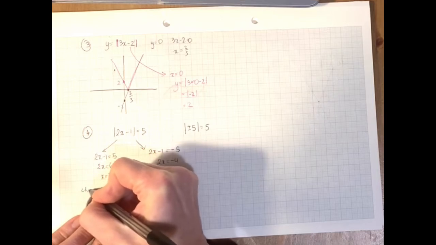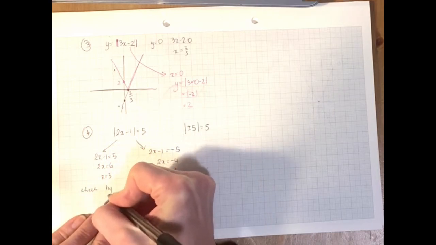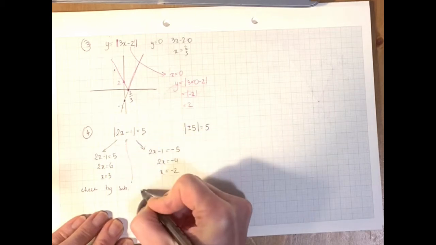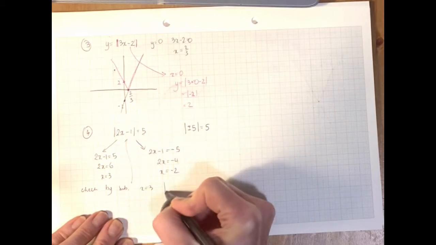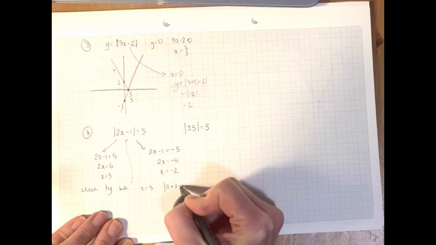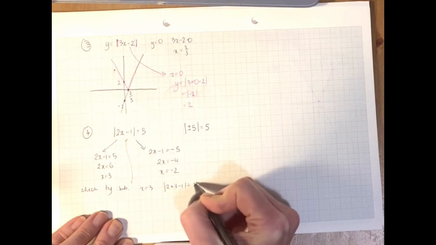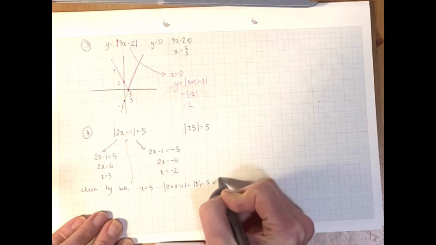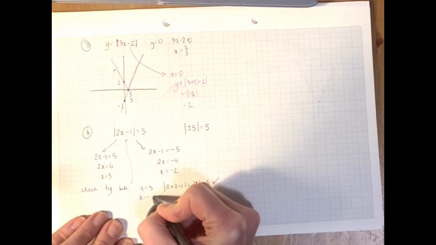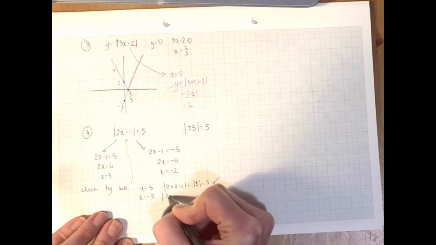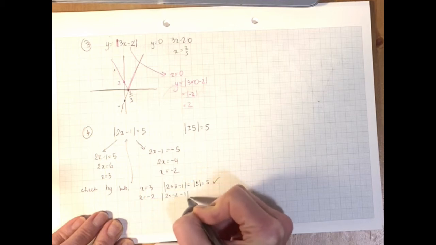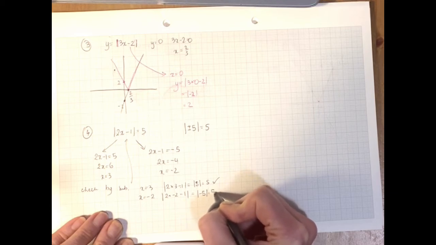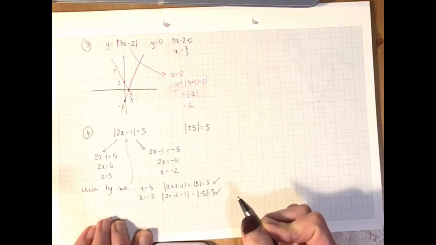Always check by substituting the values into the original equations. So if x is equal to 3, modulus of 2 times 3 minus 1, that gives me modulus of 6 minus 1, which is modulus of 5, which is 5, so that works. And when x is equal to minus 2, 2 times minus 2 minus 1 gives you the modulus of minus 5, and that's 5, so that works also.